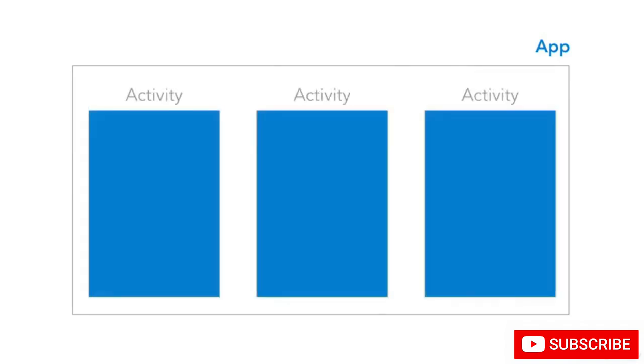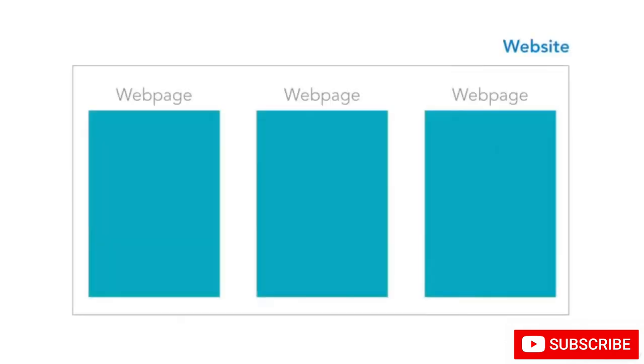An Android app to a user looks like a single unit, but in fact, when you develop an Android app, it is better to think of it as a collection of activities. Each activity will correspond to one particular screen inside your app. Think of it like a website. Each website is a collection of individual web pages, and together they make the website.